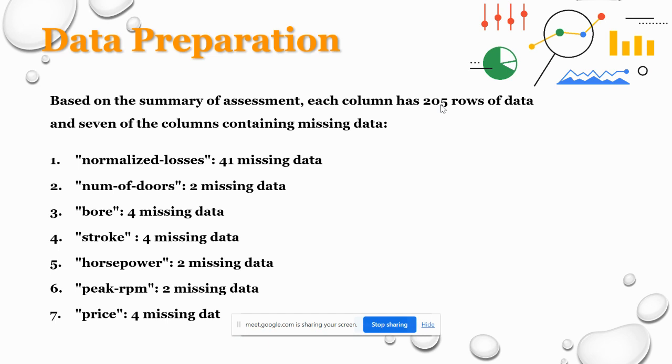Now, with predicting car prices, in my data preparation I have been able to fine-tune the number of missing values that I saw within my data sets. For normalized losses, there are 41 missing data. For number of doors, there are two missing data. For bore, there are four missing data. For stroke, four missing data. Horsepower, two missing data. Peak RPM, two missing data. And price, four missing data.